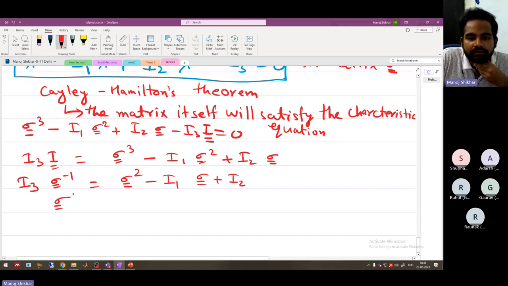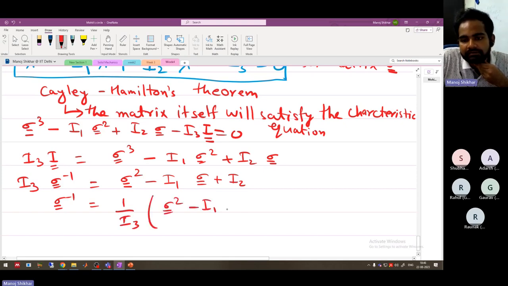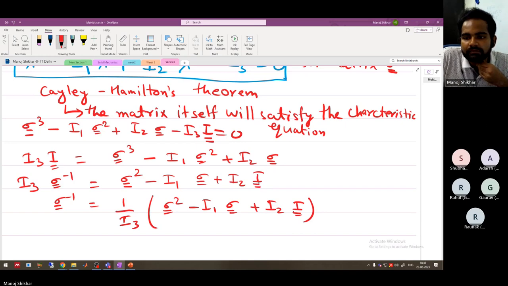So sigma inverse will be 1 by I3 times sigma squared minus I1 sigma plus I2 I. Inverting a matrix is a very costly affair, and if a matrix is non-singular, then it's better to use this.